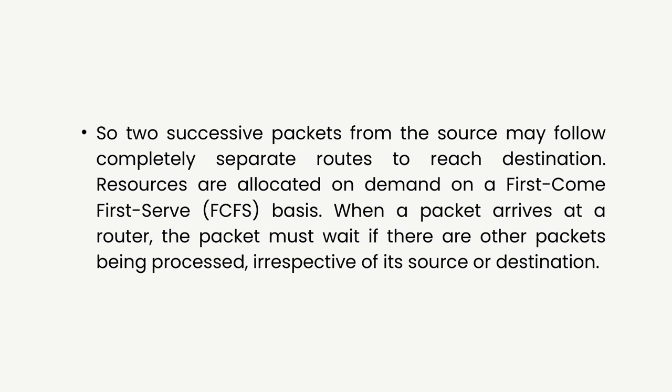packet. Resources in the network are allocated on demand, following a first-come, first-served basis. That means the first packet that arrives gets priority for processing. When a packet reaches a router, it has to wait if there are already other packets being processed. This waiting happens regardless of where the packet is coming from or where it's going. This point emphasizes the importance of understanding how routers handle multiple packets simultaneously and how queuing impacts network performance. All of these aspects are crucial because they directly affect data transmission efficiency and overall network behavior.